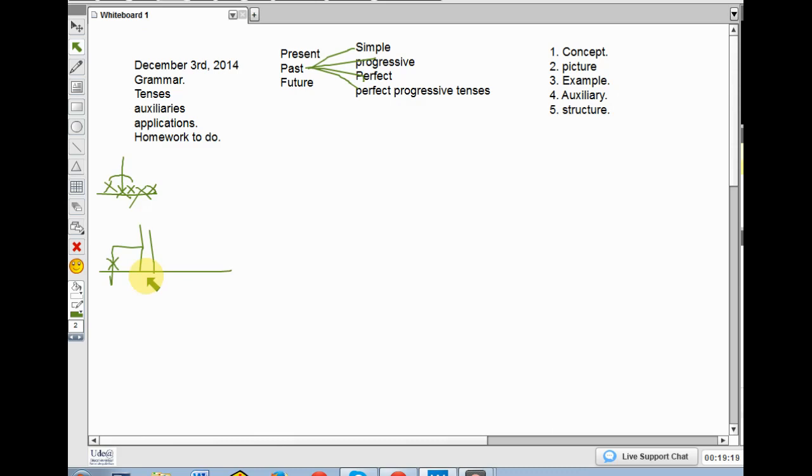Okay, the auxiliary is the same, had, and the structure is subject plus had plus been plus verb in ing. Now, I have spoken to you about the present, the past, and the future. In this case, about present simple, present progressive, present perfect progressive. Now, what is the one that is missing? Future, future simple, future progressive, future perfect, and future perfect progressive.